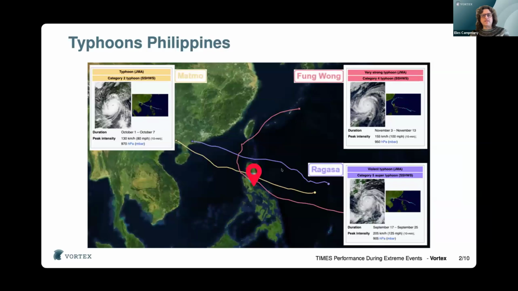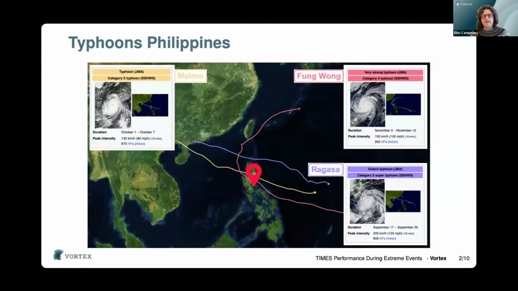If we zoom in on this region, there were three main events. Ragasa, which was a Category 5 super typhoon according to the Saffir-Simpson hurricane wind scale. The other event was Mitag, which was much milder, a Category 2 typhoon. And the last one was Fung Wong, which was a Category 4 typhoon. And we will focus on this particular location in mainland Philippines to see how our product performs with these three events.